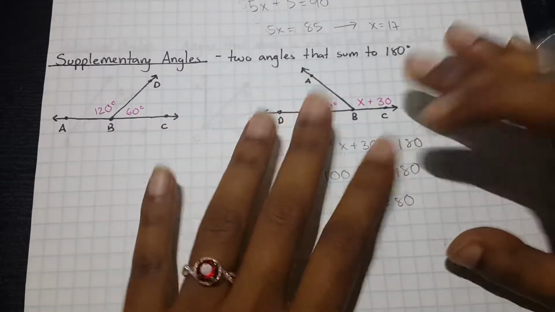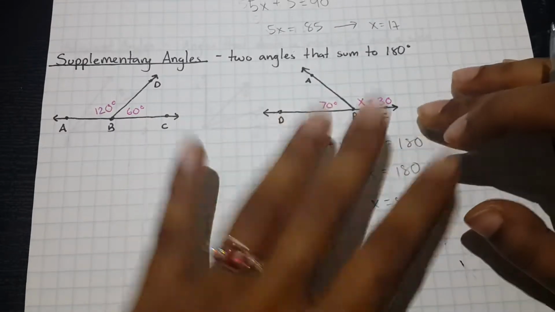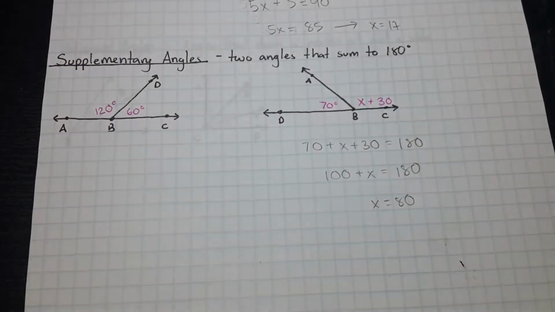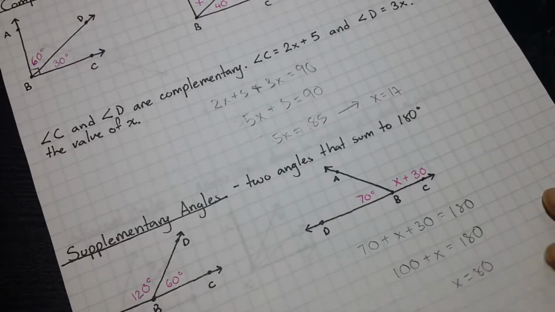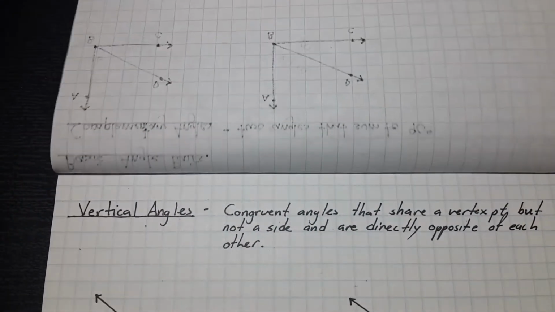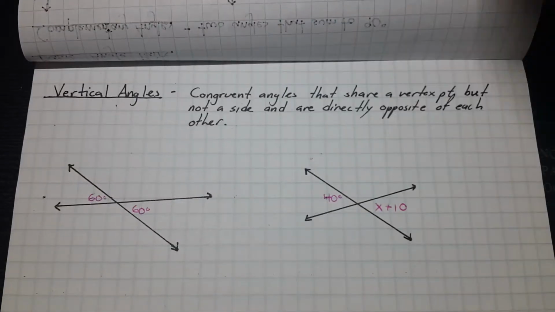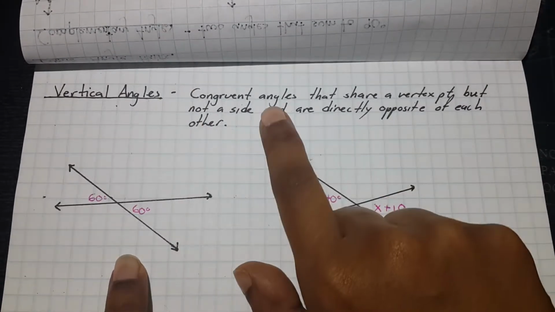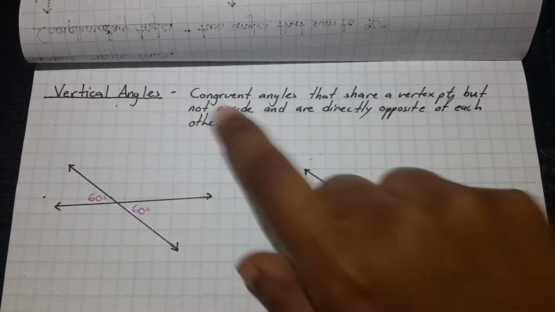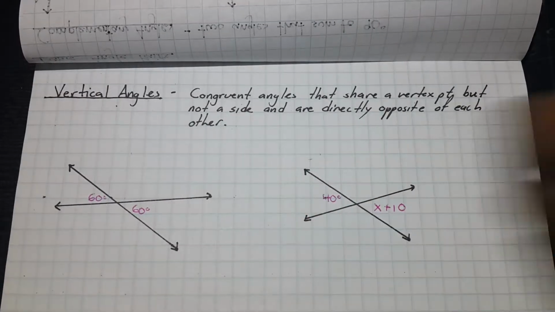Again, this problem is easy to solve knowing that we're dealing with supplementary angles. So let's move on to the next term, which is vertical angles. Vertical angles are angles that are congruent, and they share a vertex point but not a side, and they're directly opposite of each other.